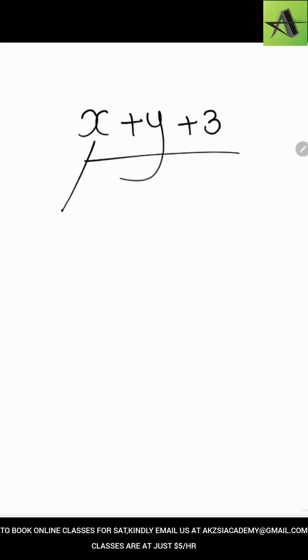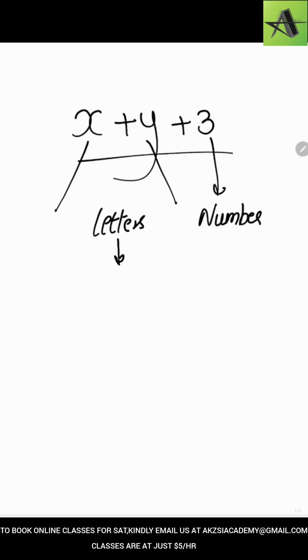Suppose it's x plus y. I have written x plus y plus 3. It's an expression in which x and y are the letters, whereas 3 is a number. But in the name of algebra, when we talk about algebra, the letters are known as variables because they can take up any values, whereas numbers are called constants. So I can say the combination of the variables and the constants is nothing but your algebra.